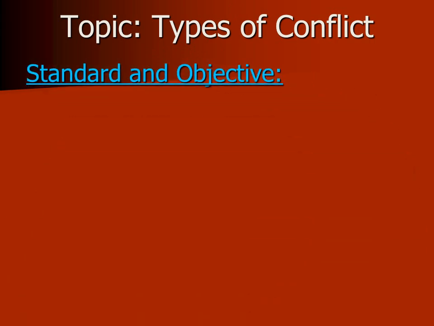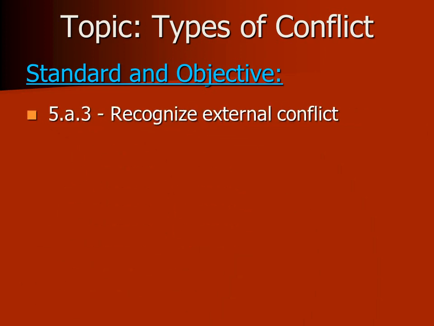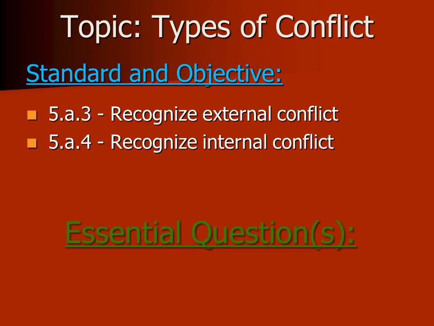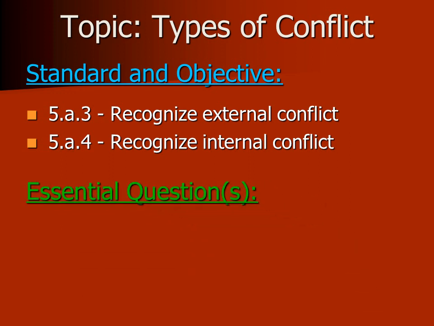Our standard and objective, and you don't necessarily have to write this down, but it is important to be familiar with it. There are actually two objectives that we're going to be looking at as a part of this presentation. The first deals with external conflict, and our goal is to be able to recognize external conflict. Our other objective deals with internal conflict. We want to be able to recognize internal conflict, and we want to be able to tell the difference between the two.